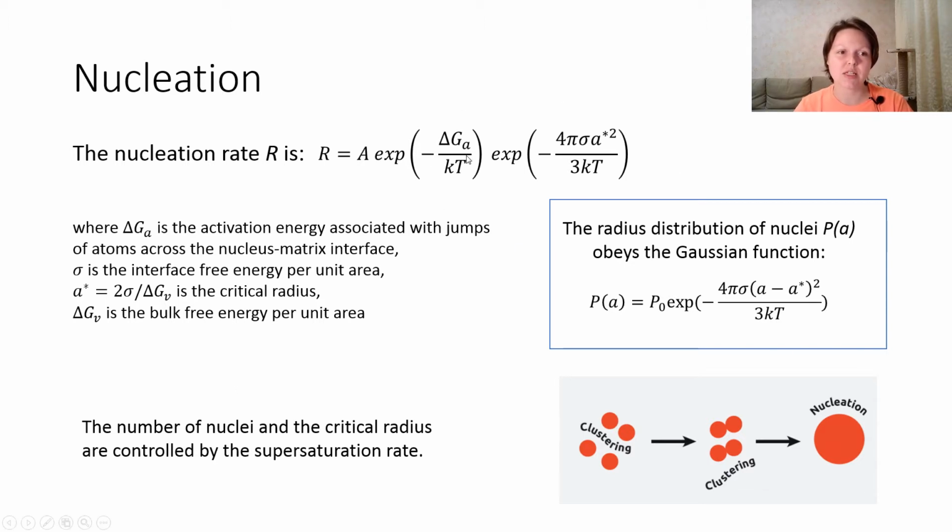Here delta G_A is the activation energy, which is associated with jumps of atoms across the interface between matrix and the nucleus. Sigma is the interface free energy per unit area, and a asterisk is the critical radius here. The radius distribution of nuclei obeys the Gaussian function at this stage. The number of nuclei and the critical radius are controlled by the supersaturation rate. The larger the supersaturation, the smaller the critical radius is, and the smaller clusters can grow.